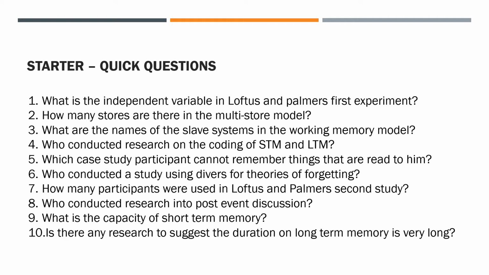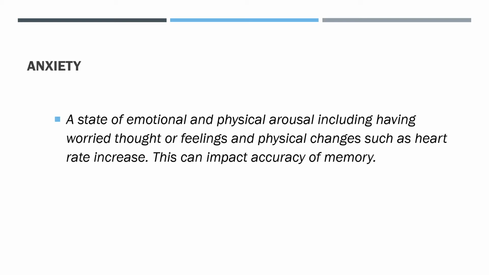So for today's lesson, like I said, we're going to look at anxiety. We've already focused on misleading information. Anxiety is the second bit that we need to be looking at. So the definition for anxiety is a state of emotional and physical arousal, including having worried thoughts or feelings and physical changes such as heart rate increase. This can impact the accuracy of memory. That's your definition. Make sure you've got that written down.